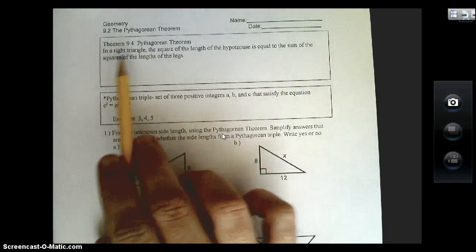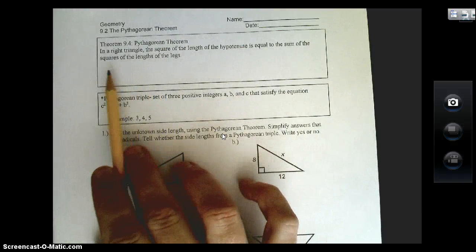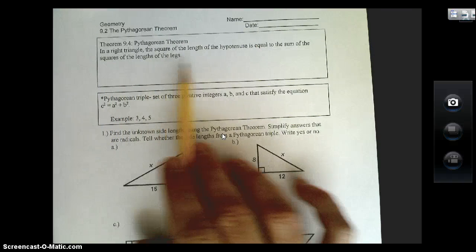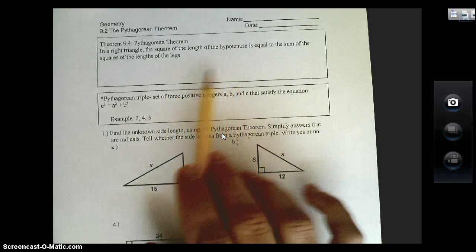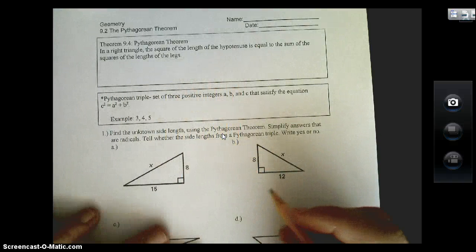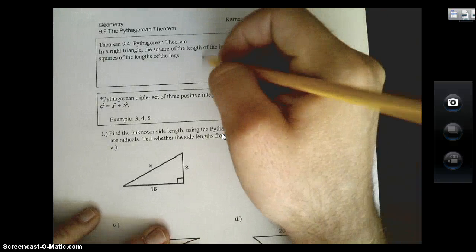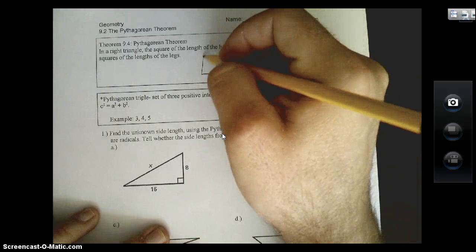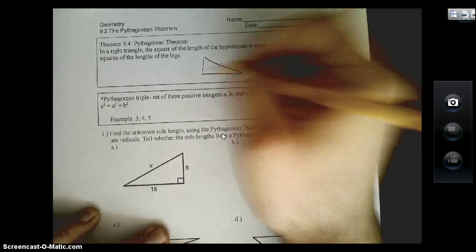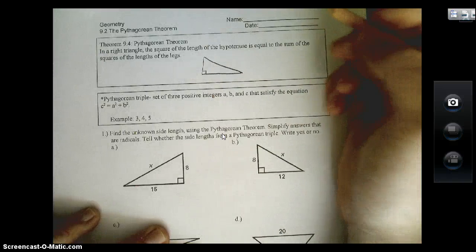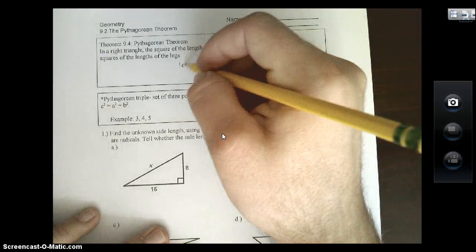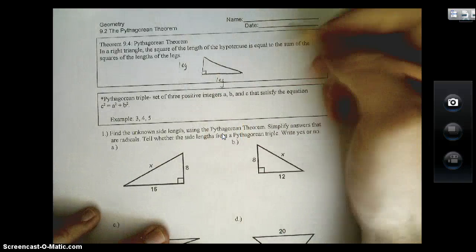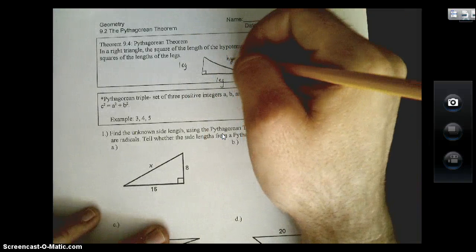But here we go, Theorem 9.4, Pythagorean Theorem. In a right triangle, the square of the length of the hypotenuse is equal to the sum of the squares of the lengths of the legs. All right, so we're going to start off by drawing ourselves a right triangle. Okay? And there are three sides. There's two legs, leg, leg, and there's your hypotenuse.